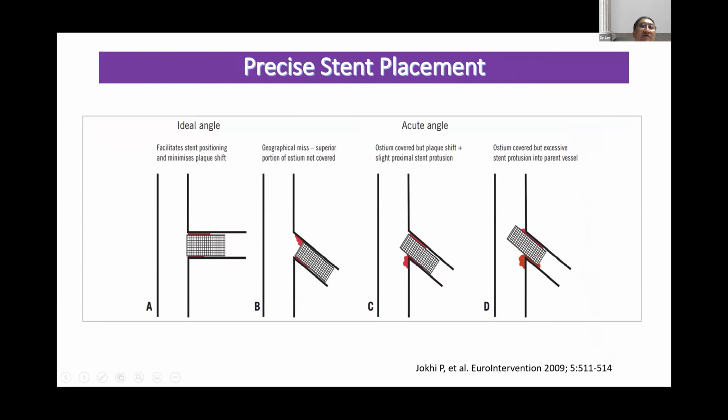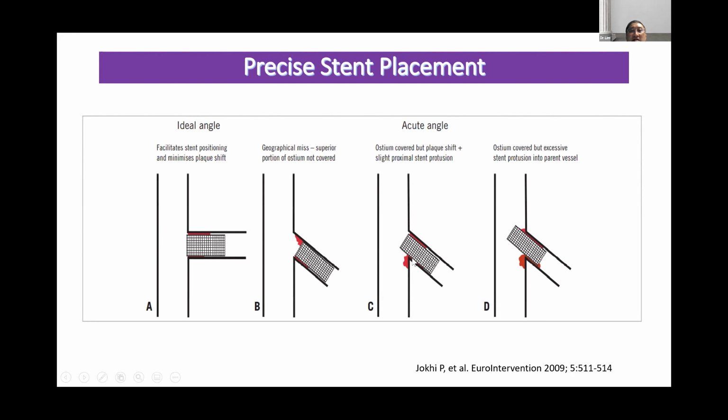Next, after the dilatation, we need to precisely place the stent. The ideal angle is, of course, a right angle, but rarely do we get that. The acute angle poses various types of problems. For example, in panel B, if we stent based on the lower lip, and if there is a lesion in the upper lip, then there is a geographical miss.